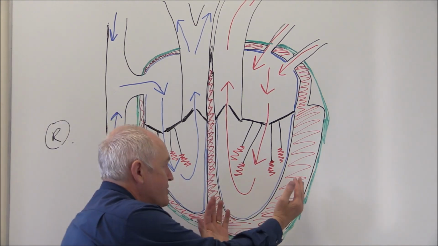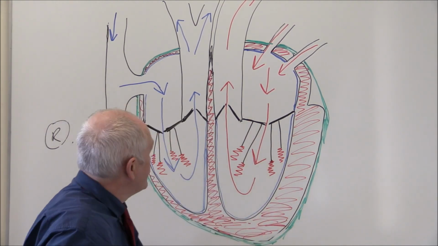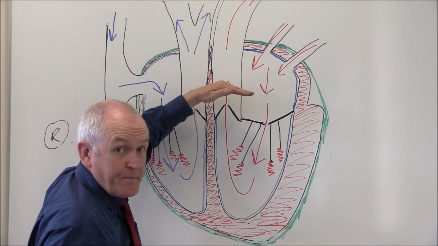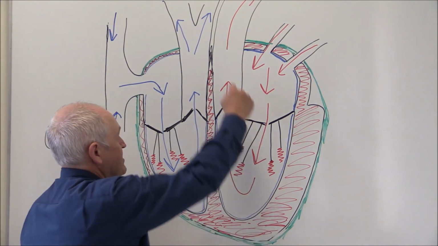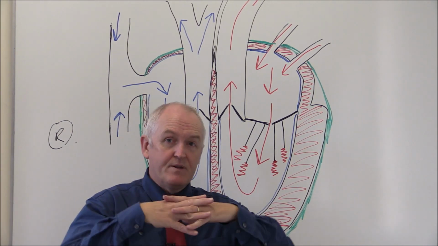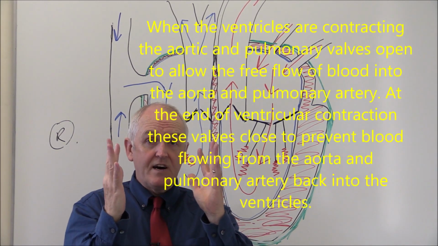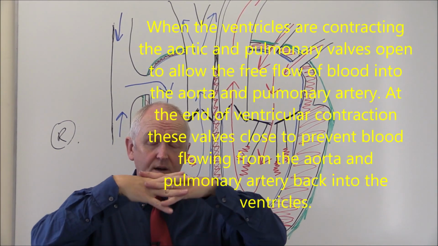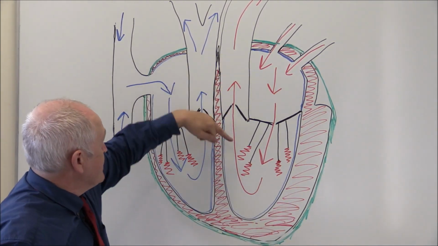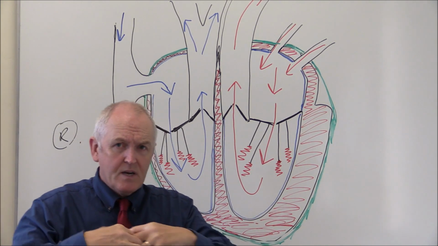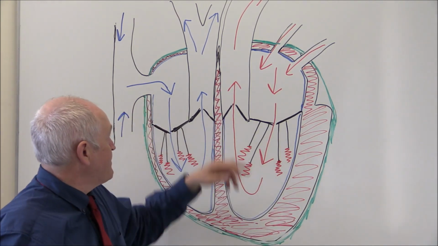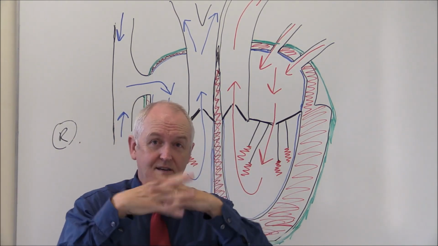But when the ventricles finish contracting and the ventricular wall relaxes, some of this blood is going to try and come back. And we don't want the blood to go from the aorta back into the ventricle. So what will happen then is the aortic semilunar valve will shut. And it won't do that. That would be a regurgitation situation. So the atrioventricular valves do this, and the semilunar valves do this.